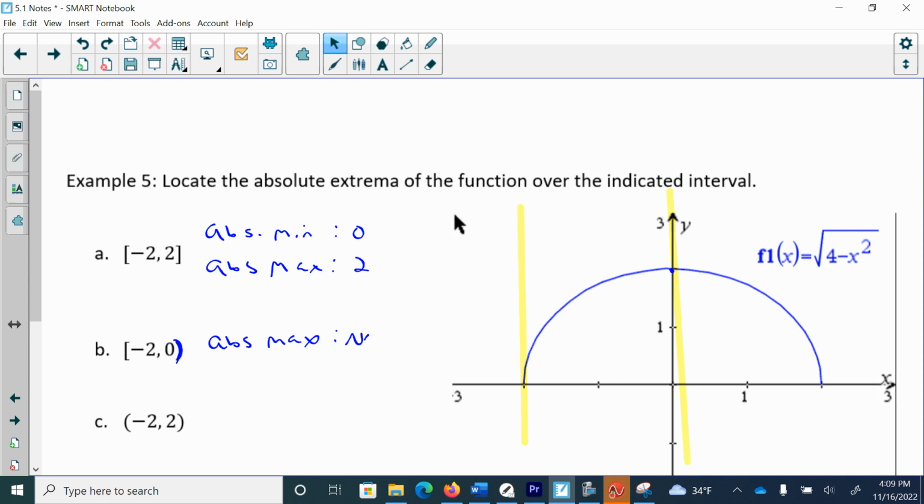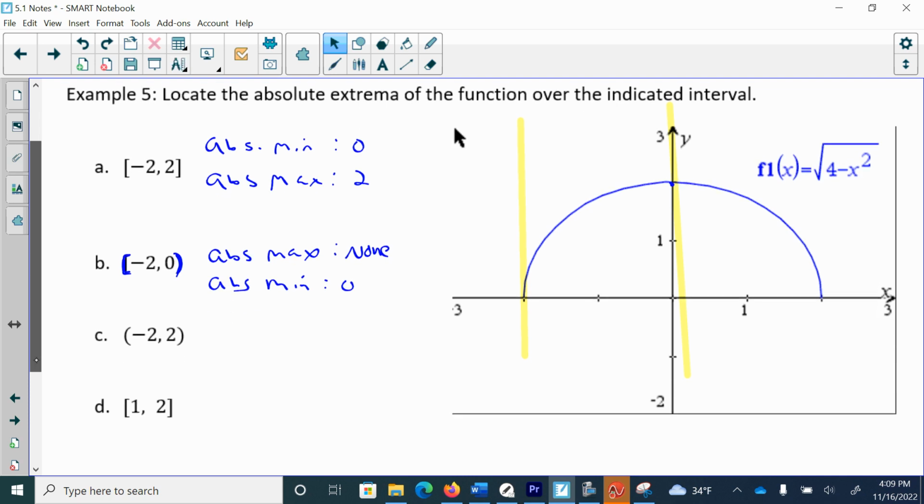say none, because I can't include that point because it's not there, and it's getting closer and closer to that 2, but it's never really getting to 2. It just doesn't happen. But my absolute min, since I am still including that negative 2, my absolute min is still going to stay that 0.